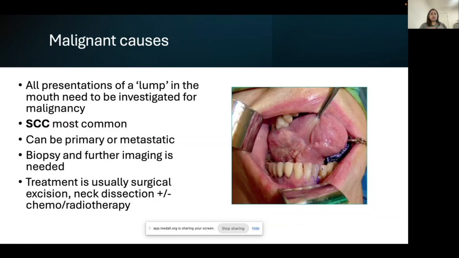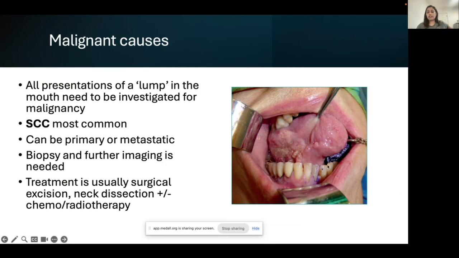So again, we'll go through all the different causes. So malignant causes. All presentations of a lump in the mouth really need to be investigated for malignancy unless there's a really obvious cause. As I said, squamous cell carcinoma is the most common. It's normally a primary tumor, but it can be metastatic as well. Biopsy and further imaging is, of course, needed.